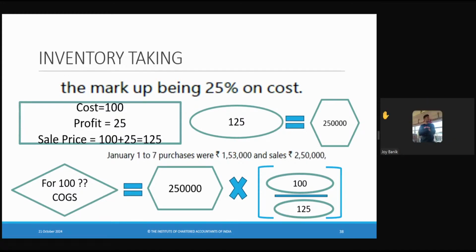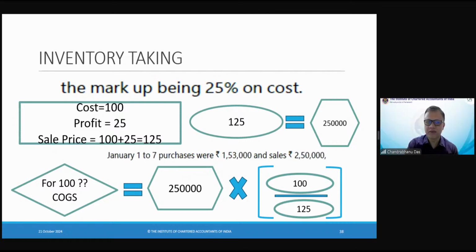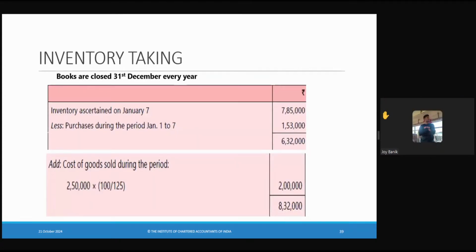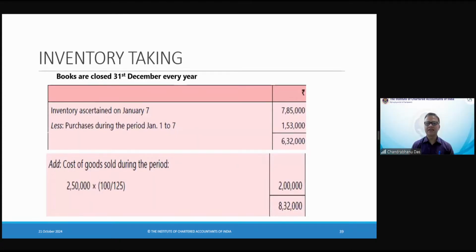Yes, sir, clear. Sir, I have a problem in this gross profit margin also, this percentage. Gross profit margin. Now I think it's clear. Okay. So now when we add it, we are getting the cost of goods sold. When you add it, we are getting total inventory.